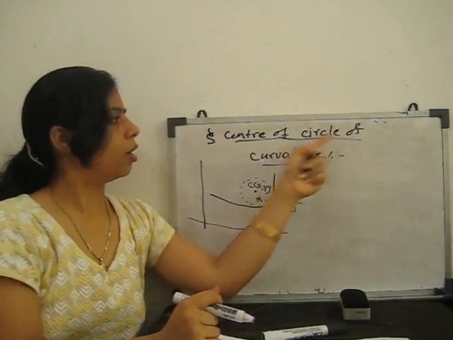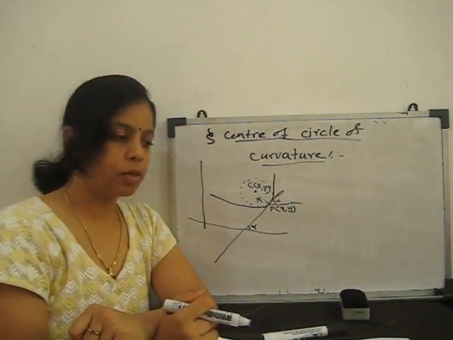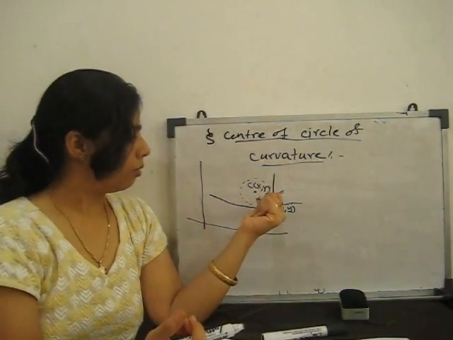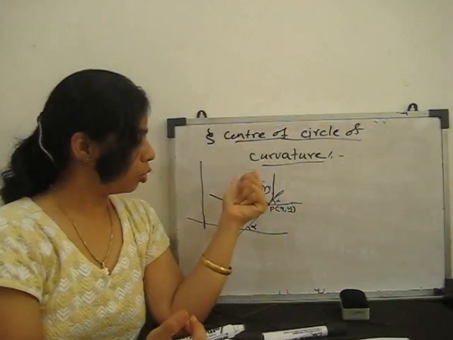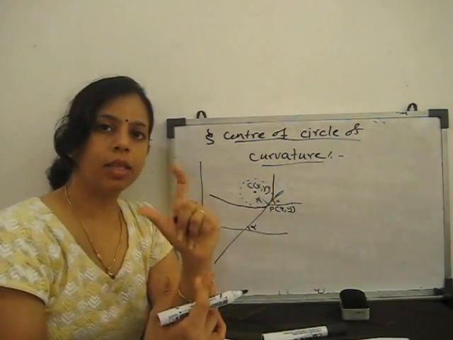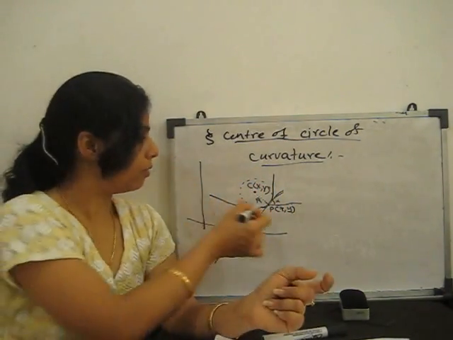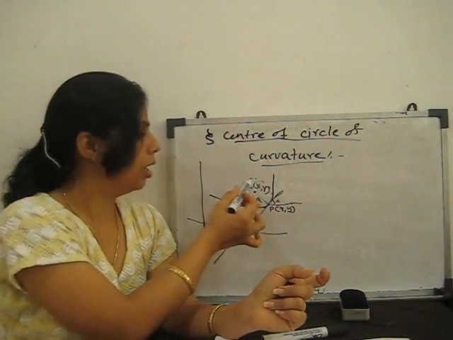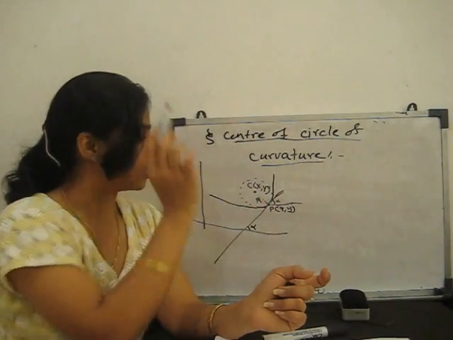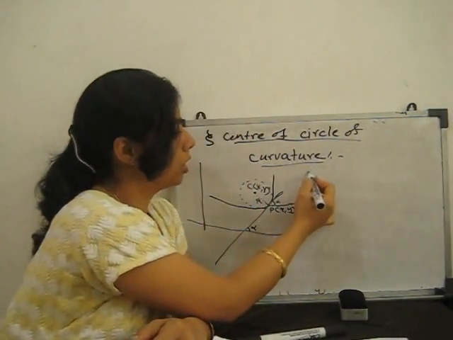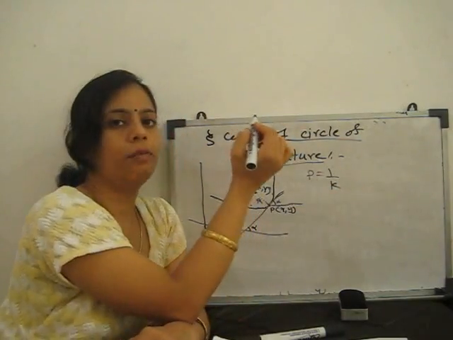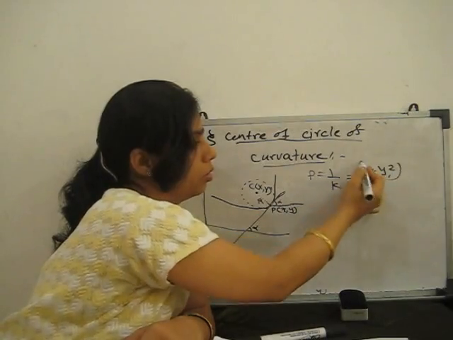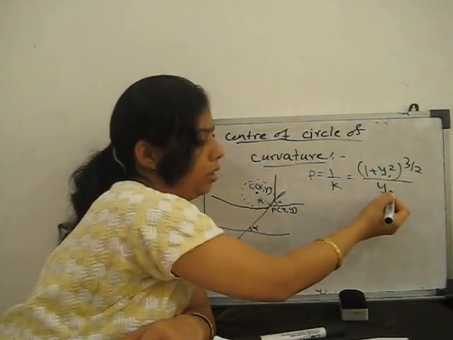So what is the center for the circle of curvature? It means if we have any curve, at that point we have to draw a circle with radius equal to the radius of curvature. If we know the radius of curvature, we can draw the circle. We have to find out the center value of x and y. So for that, what is R? R is the radius of curvature. We can say 1 by k, where k is curvature, or in Cartesian, (1 plus y1 square) to the power 3 by 2 upon y2.